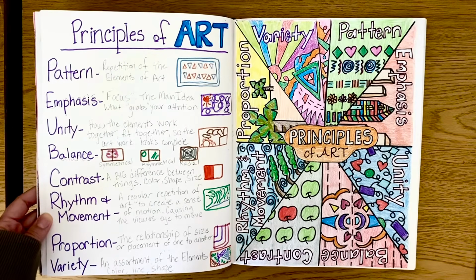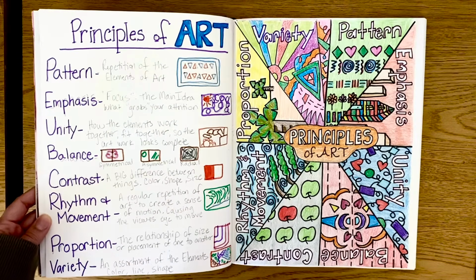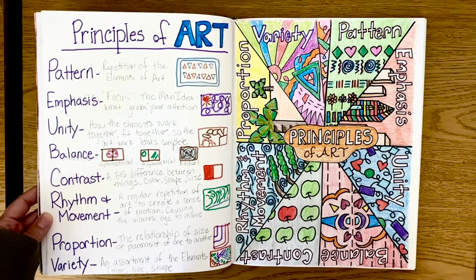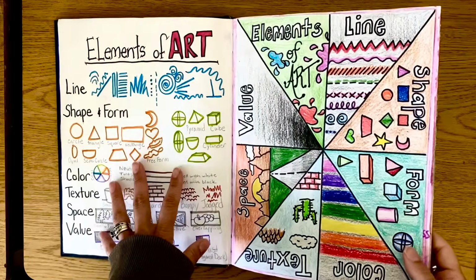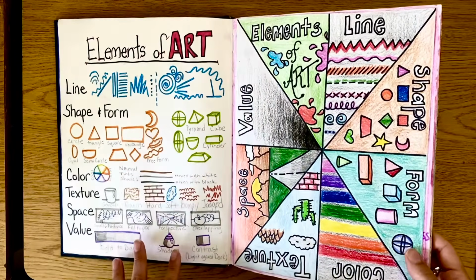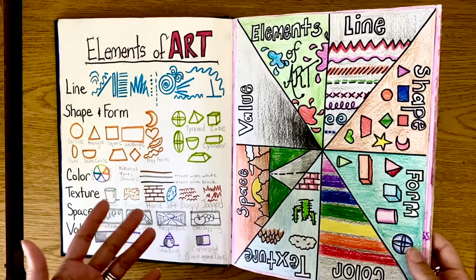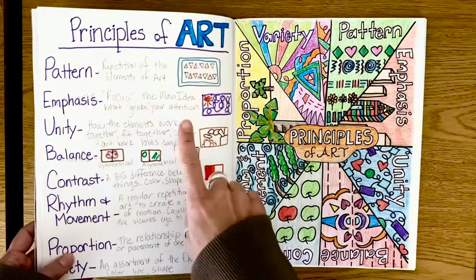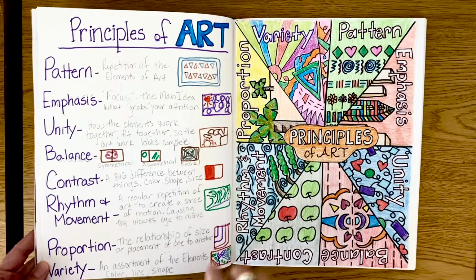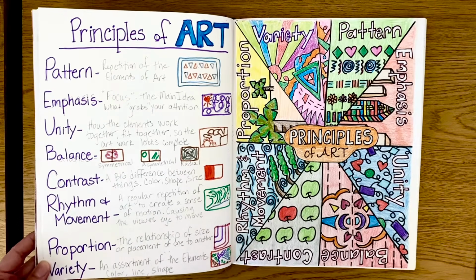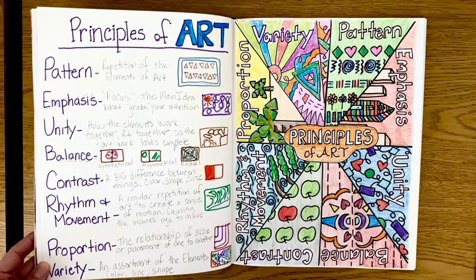Or you can even think about it like this. Imagine you're going to bake a cake. You can think about the elements of art being the ingredients to make your cake or your artwork, and the principles of art is the recipe to make your cake or the recipe to make your artwork.